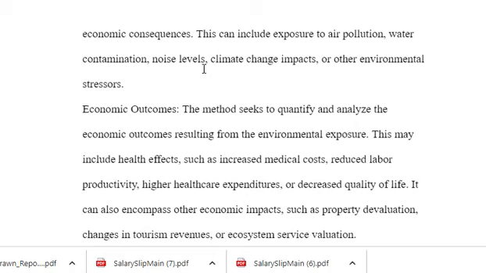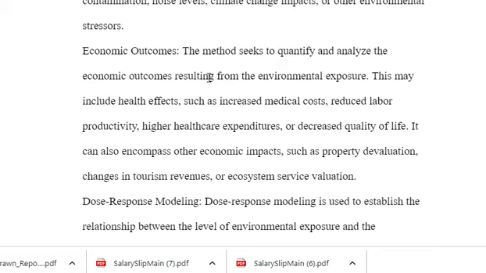Second one, economic outcome. The method seeks to quantify and analyze the economic outcome resulting from the environmental exposure. This may include health effects such as increased medical cost, reduced labor productivity, higher healthcare expenditure, or decreased quality of life. It can also encompass other economic impacts such as property devaluation, changes in tourism revenue, or ecosystem service valuation.